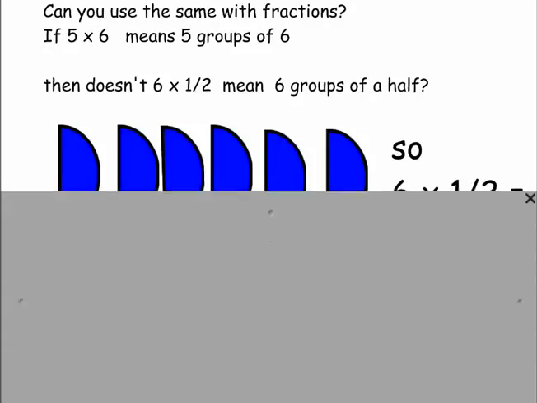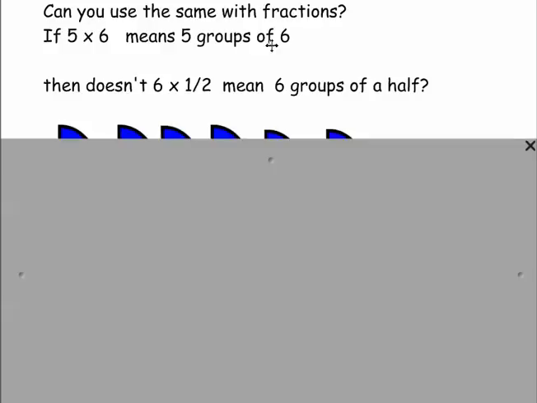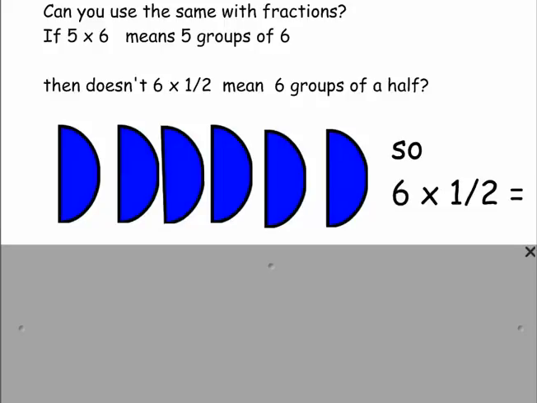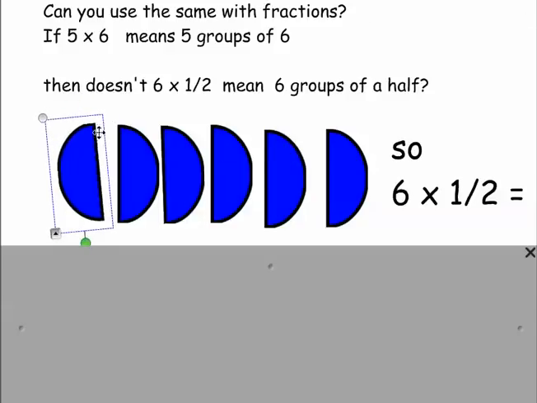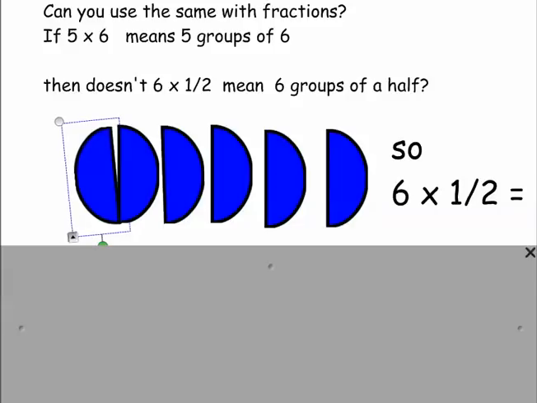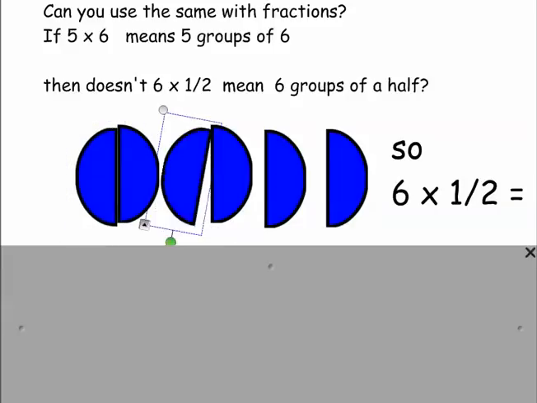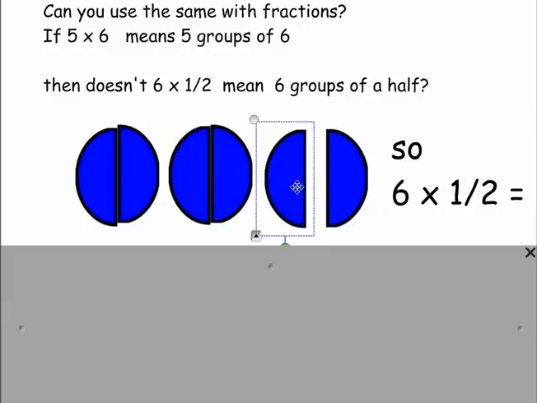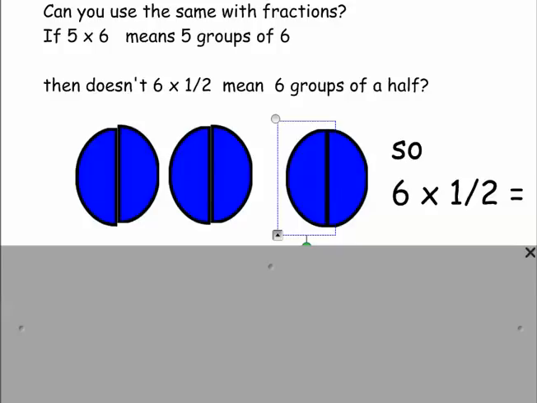If 5 times 6 means 5 groups of 6, then doesn't 6 times a half mean 6 groups of a half? So if you look at this, isn't this 6 groups? 1, 2, 3, 4, 5, 6 groups, and they each represent a half. So let's figure out what my answer would be here. So 6 groups of a half would actually be 3.